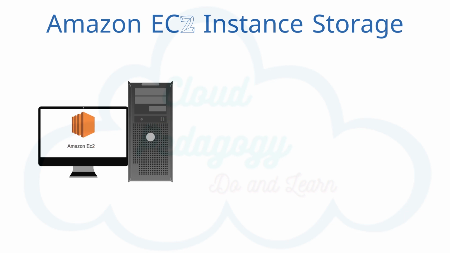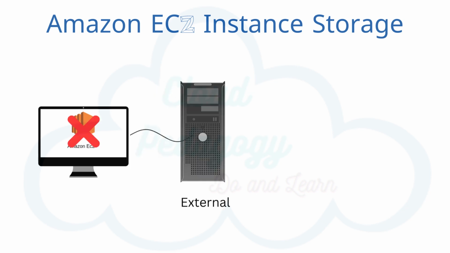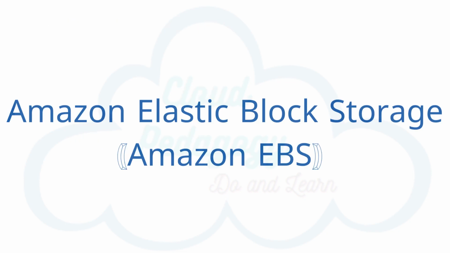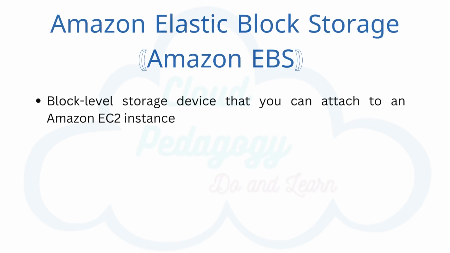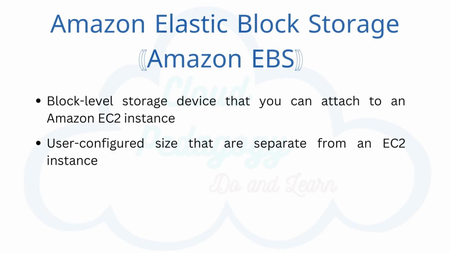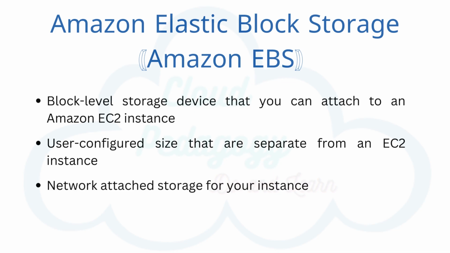Over time, customers wanted the ability to keep their data even if they shut their EC2 instance down. So to provide that ability, Amazon created another storage option for EC2 called EBS volumes. As the name implies, Amazon EBS is a block level storage device that you can attach to an Amazon EC2 instance. These volumes are drives of a user configured size that are separated from an EC2 instance. The drives are simply network attached storage for your instance.